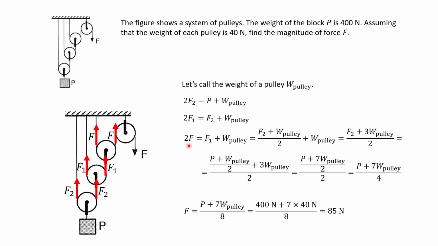And keep in mind, this is 2F, right? We need to find the force that balances this thing. So we have to find F. So we just have to divide this side by 2 as well. Then we have P plus 7W divided by 8, or 400 newtons plus 7 times the weight of the pulley, which is 40 newtons, and this whole thing divided by 8, and this gives us 85 newtons. And that's the answer to this question.